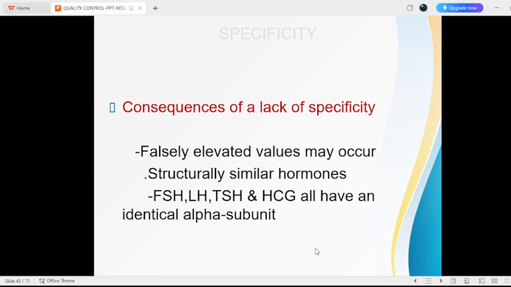This mainly happens when structurally similar hormones are together, like FSH, LH, TSH, and HCG, which all have an identical alpha subunit. All these hormones have two subunits, alpha and beta, but they share a common alpha subunit and the beta subunit is different for each hormone. So what will happen when we are doing the assay? The method will detect all these hormones together because of the similar alpha subunit. As a result, falsely elevated values will occur.